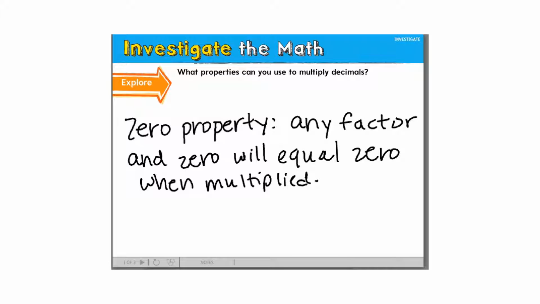It may be on there. That's why I wanted to make sure you knew about it. But we all knew that anything multiplied by 0 gives you 0. I just wanted to make sure we wrote it in just in case you see it.